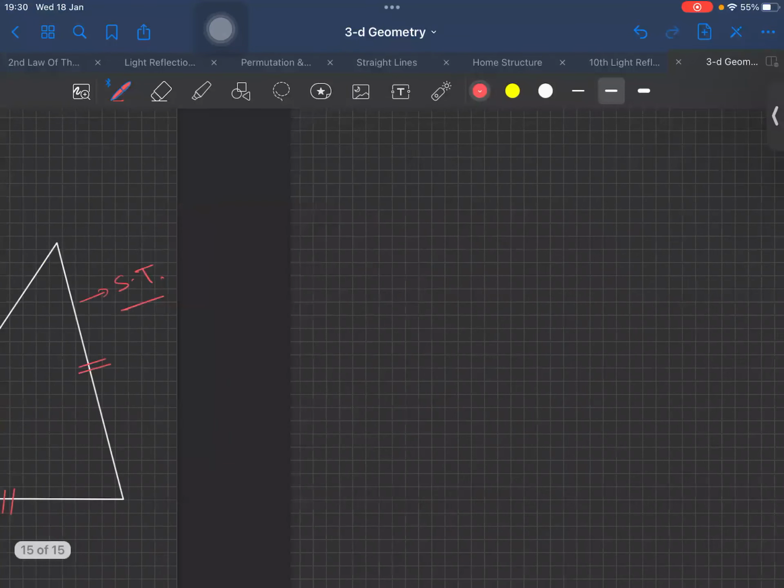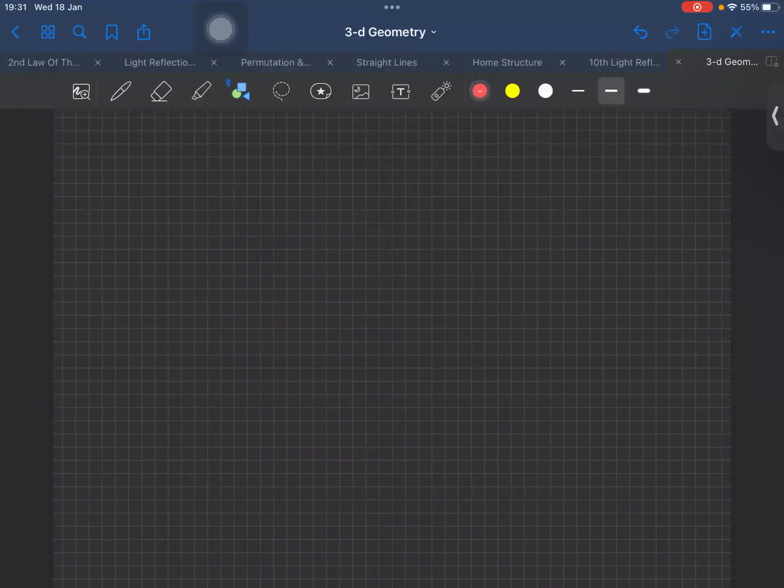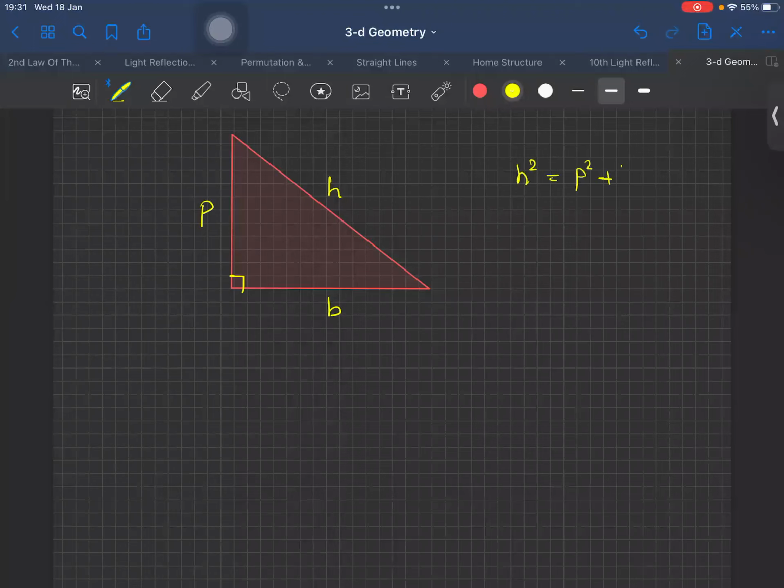Now, what is the property of a right angled triangle? Can a right angled triangle be an equilateral triangle? Is it possible? No, sir. No, right? Because the hypotenuse is always greater than these two sides. Let's say in trigonometry, you have studied that this is called the hypotenuse side. If it is 90 degrees, this is, let's say, B, and this is P, opposite side. So we know H square is equal to P square plus B square, right?